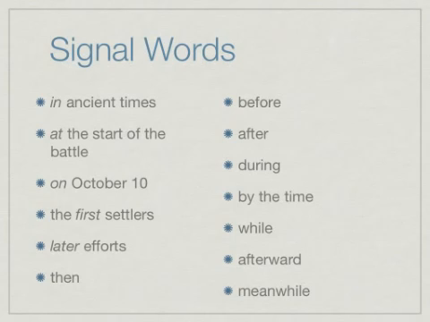It's going to have the exact same signal words as chronological, but you just have to think, have I gone out of time order in order to explain something or to understand something? In which case, if you've gone out of time order, you are no longer in chronology, but you are in sequence. It's a very small difference.